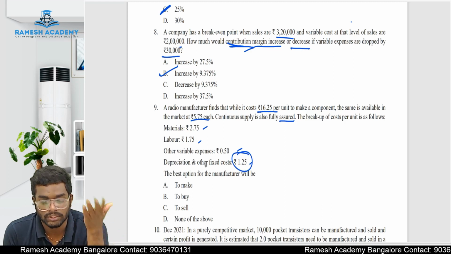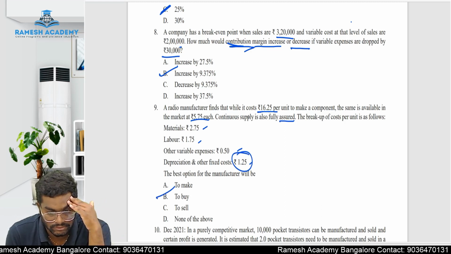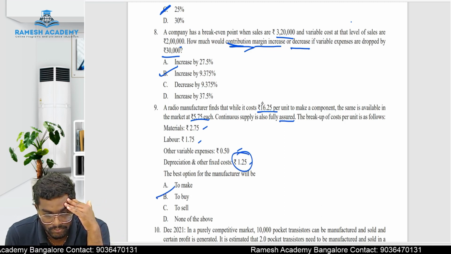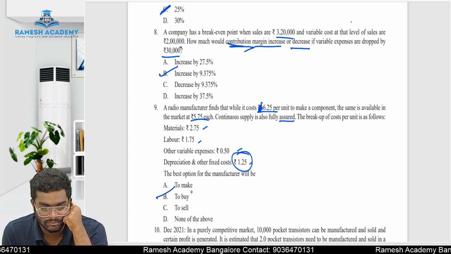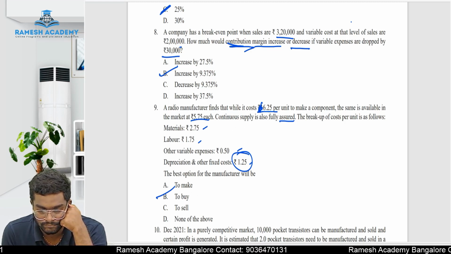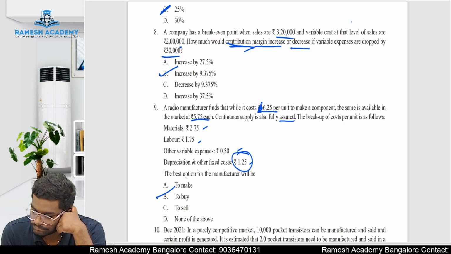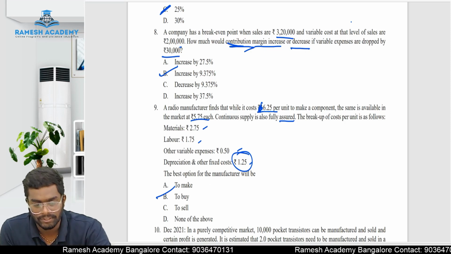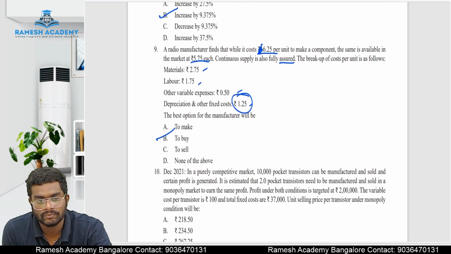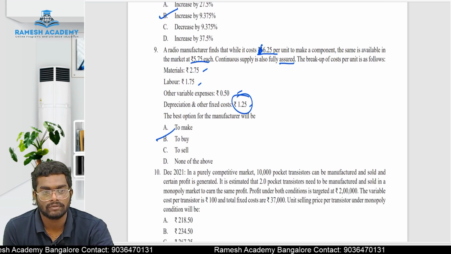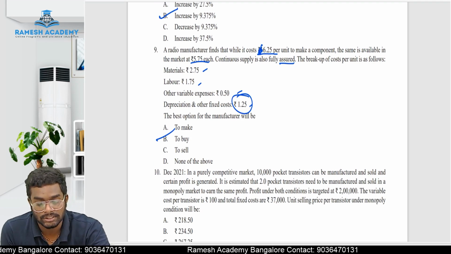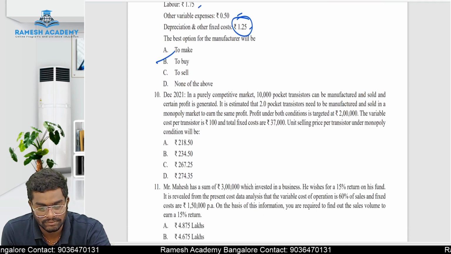If you see the question only, it will tell that we have to buy, because this one is 6.25, I guess. Please take it as 6.25, not 16. How can you compare 16 with 5.75? It's not possible. Better to buy, because it is less cost. If they are giving continuous supply assurance also, then why should we make extra expenses? We'll buy it from outside only.